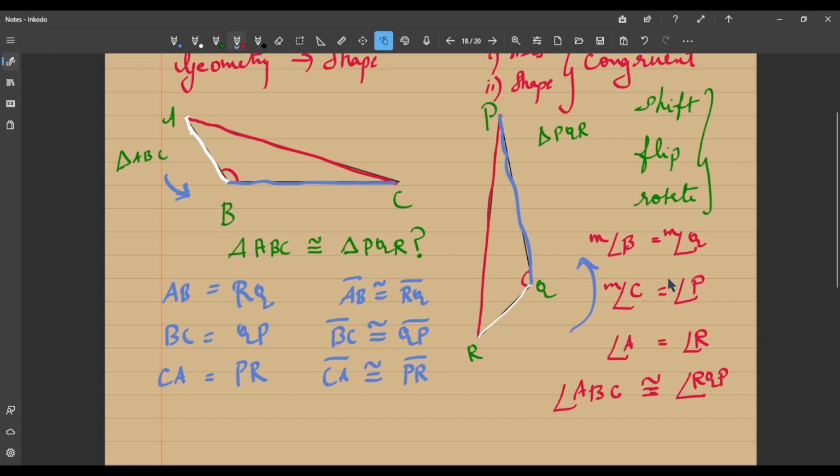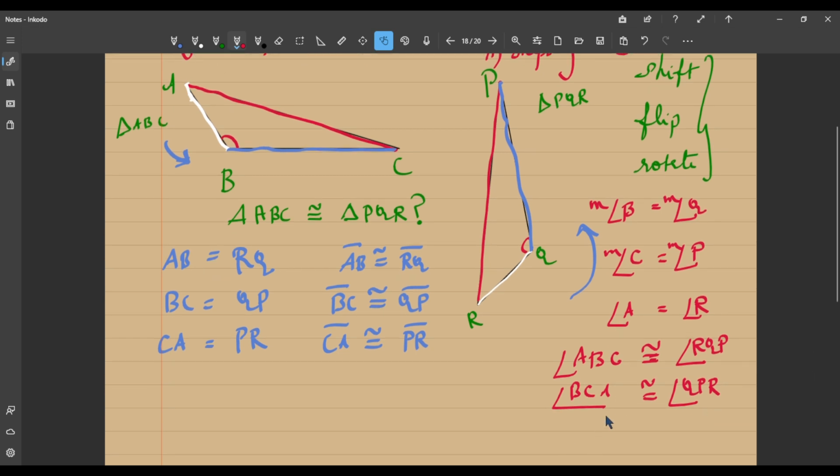Similarly, the measure of angle C is equal to the measure of angle P, which means that angle BCA is congruent to angle QPR. See, P is placed in the center here and C is placed in the center in the first one which we wrote, angle BCA, and the one which is remaining, angle CAB, is congruent to angle PRQ. Right? So these are the three angles which are congruent, and these are the three sides which are congruent. Now corresponding sides and corresponding angles are equal, hence these two triangles are congruent.